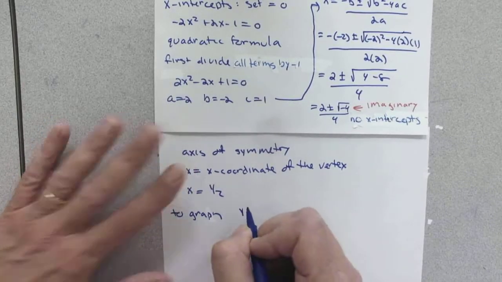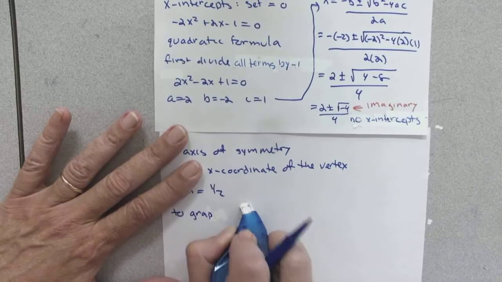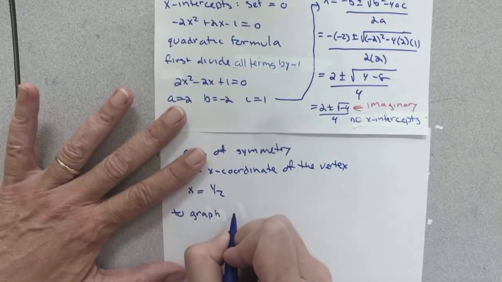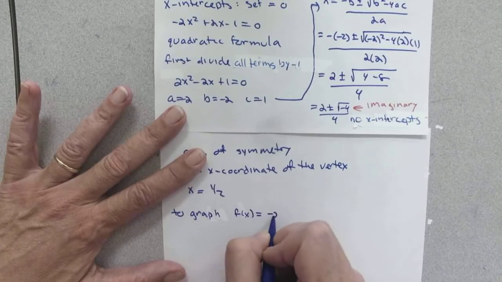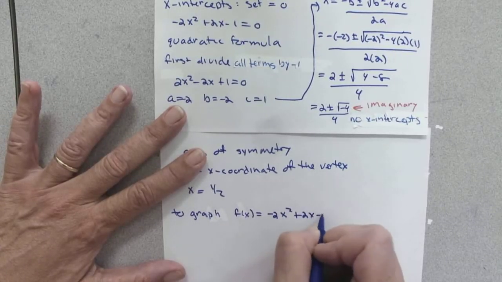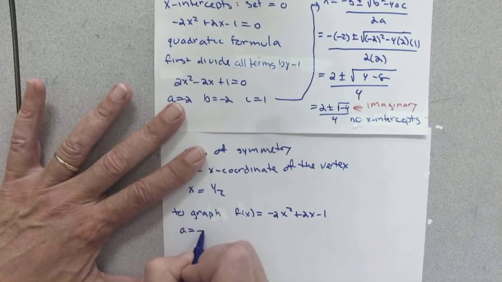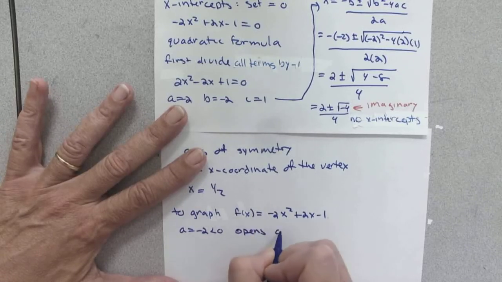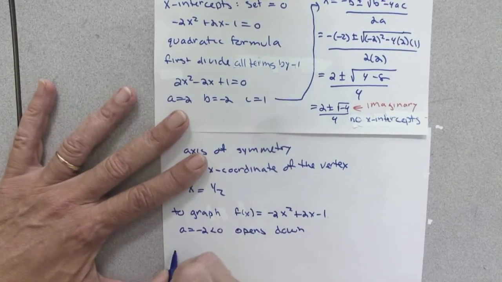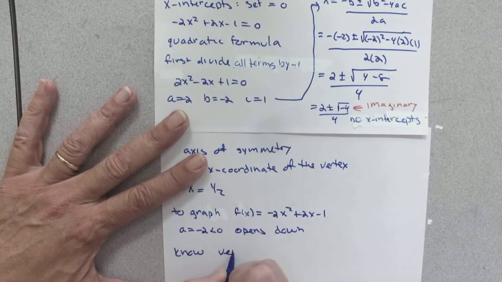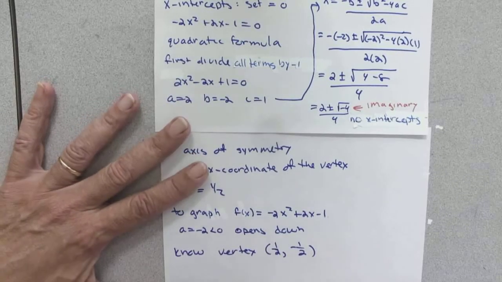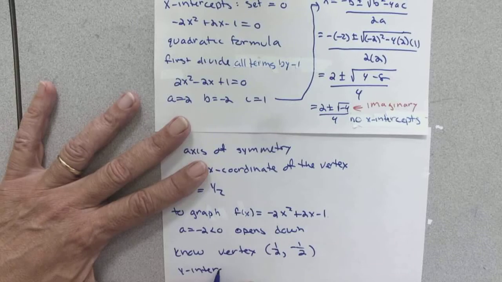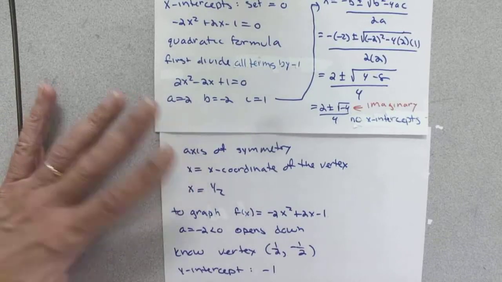And my function was f of x equals negative 2x squared plus 2x minus 1. A is negative 2, so that's less than 0, so it opens down. Then stuff we knew. We know that the vertex was the point 1/2, negative 1/2. We knew that the y-intercept was negative 1.